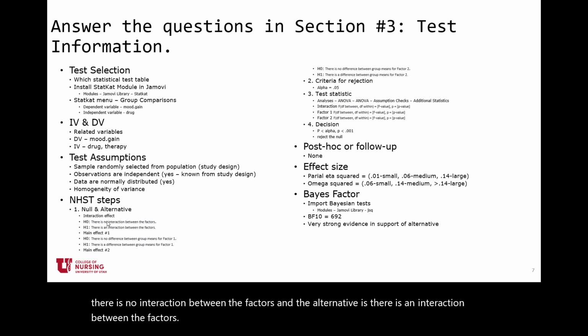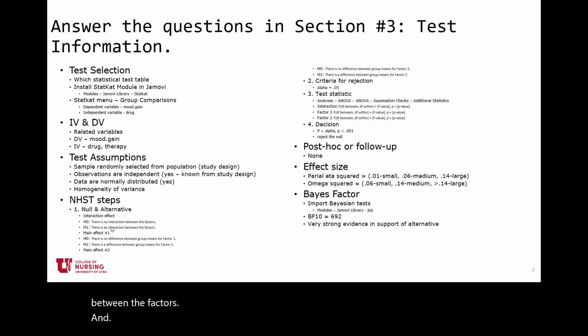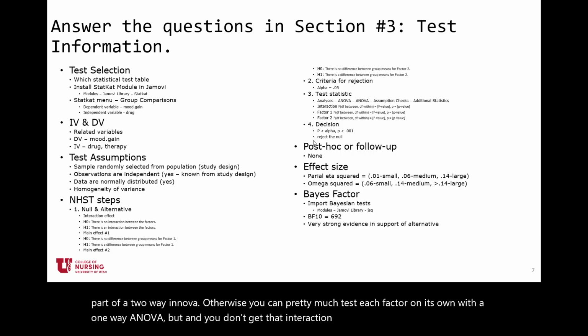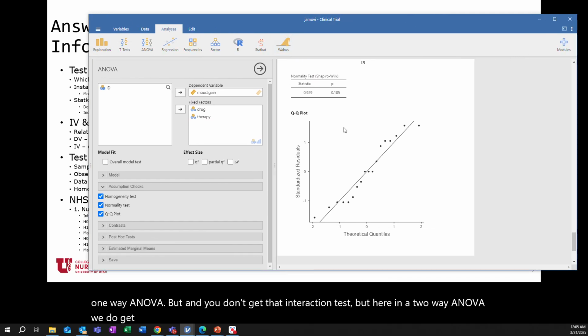And as noted in the lecture, if you listen to that already, this interaction really is the important part of a two-way ANOVA. Otherwise, you can pretty much test each factor on its own with a one-way ANOVA, and you don't get that interaction test. But here in a two-way ANOVA, we do get that interaction test.